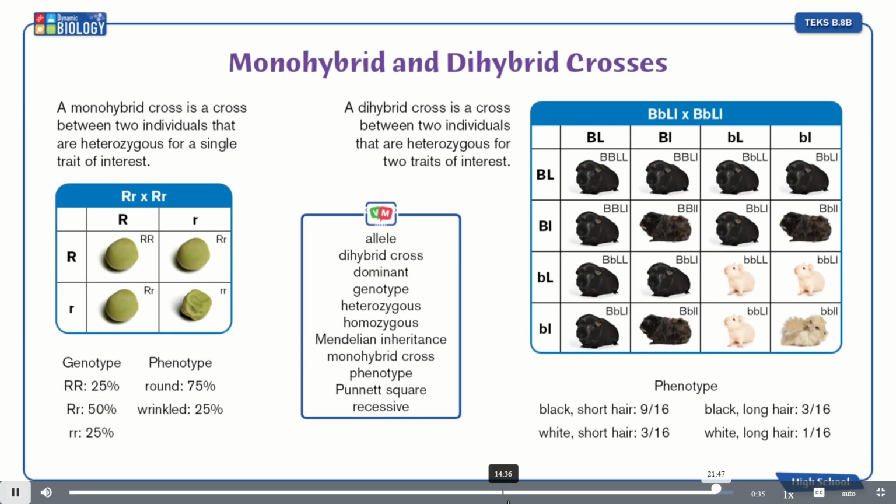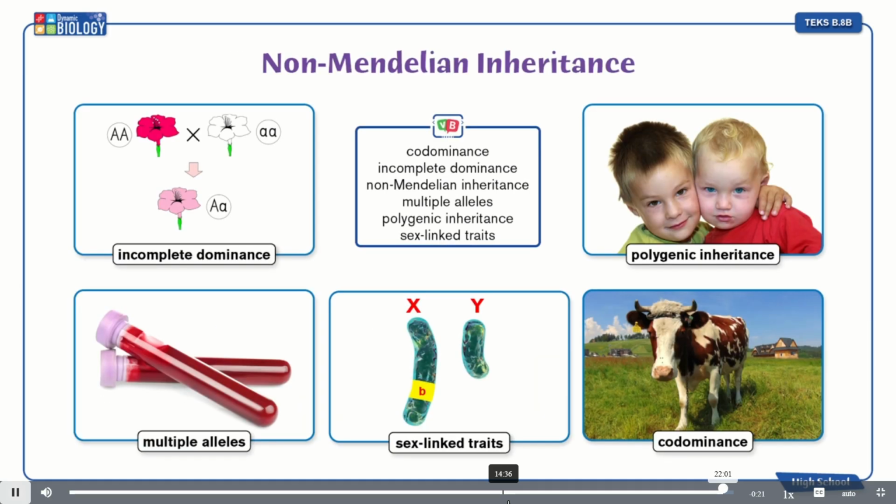In this lesson, we reviewed TEKS B.8B. Predict possible outcomes of various genetic combinations using monohybrid and dihybrid crosses, including non-Mendelian traits of incomplete dominance, codominance, sex-linked traits, and multiple alleles. This video is part 2 of a two-part series for TEKS B.8B. Part 1 reviews Mendelian inheritance and monohybrid crosses.